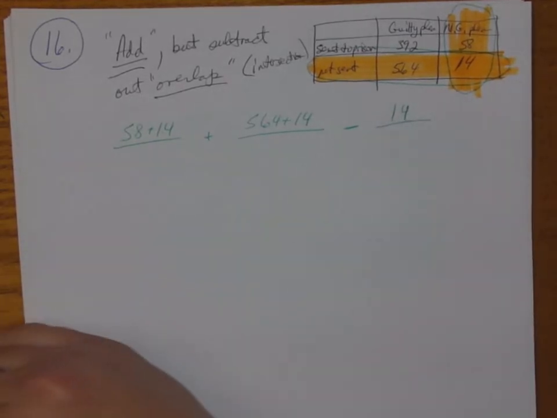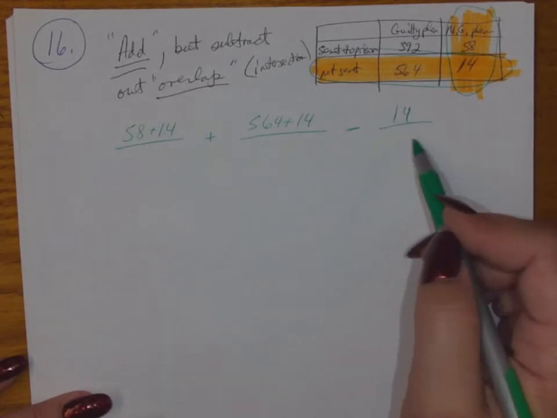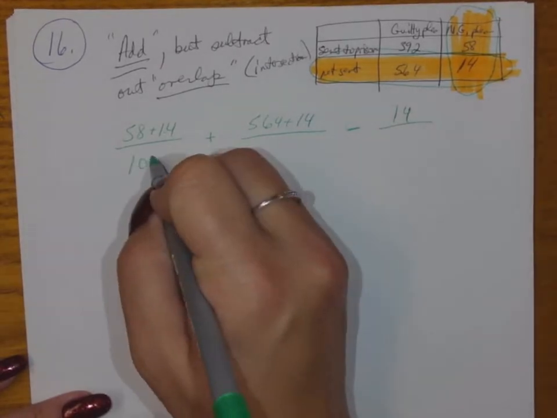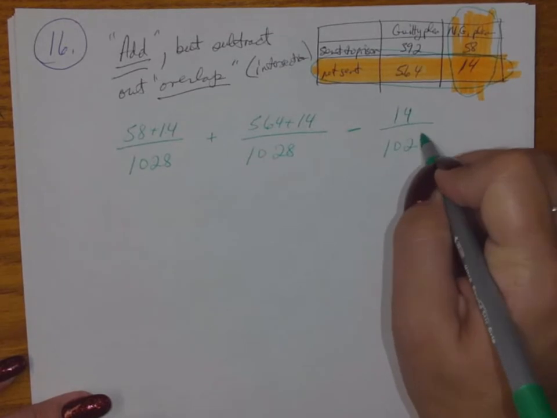Okay. Now my question is this: what is the number that should be on the bottom? That's the total, right? Okay. And remember, I pointed that out. There was 1,028 cases total.